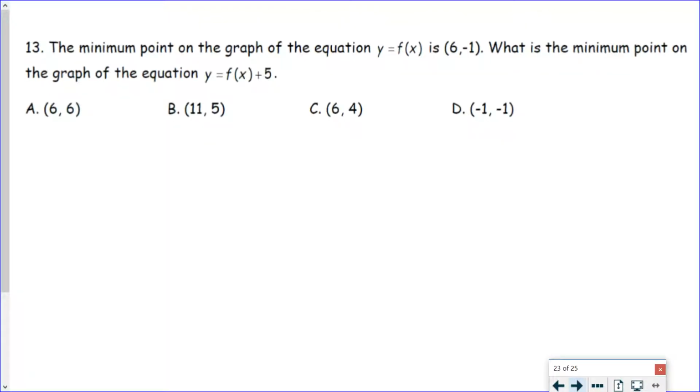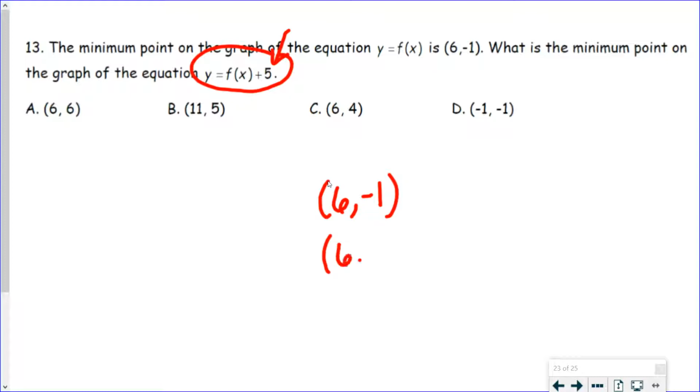For number 13, the minimum point on the graph of the equation f of x is (6, -1). What is the minimum point on the graph of the equation f of x plus 5? Okay, so if this was the minimum point, and this is what we're doing to it, remember it's outside the parentheses, so what are we changing? We're changing that y value, which means we're going to add 5 to our y value. Negative 1 plus 5 would make it 4. So we're looking for the point (6, 4).